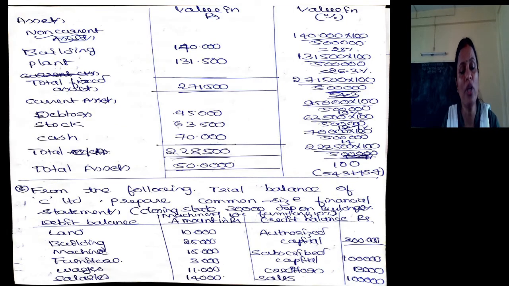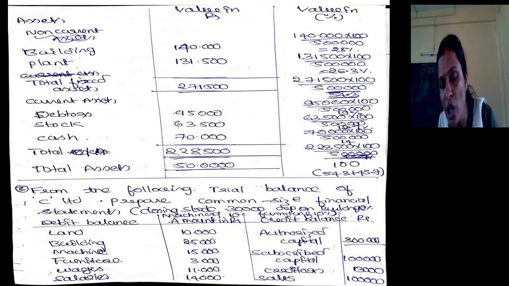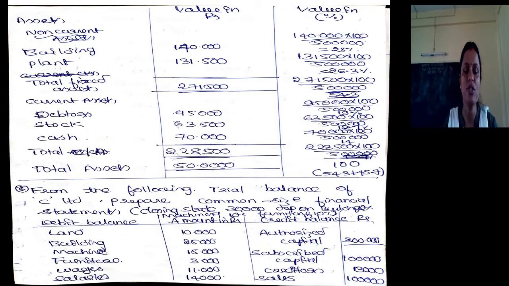So let me move towards the last problem, I think. From the following trial balance of C Limited, prepare a common size financial statement. Closing stock is 30,000. Depreciate building by 2%, machinery by 10%, furniture by 10%. This is the problem. So we have the trial balance.